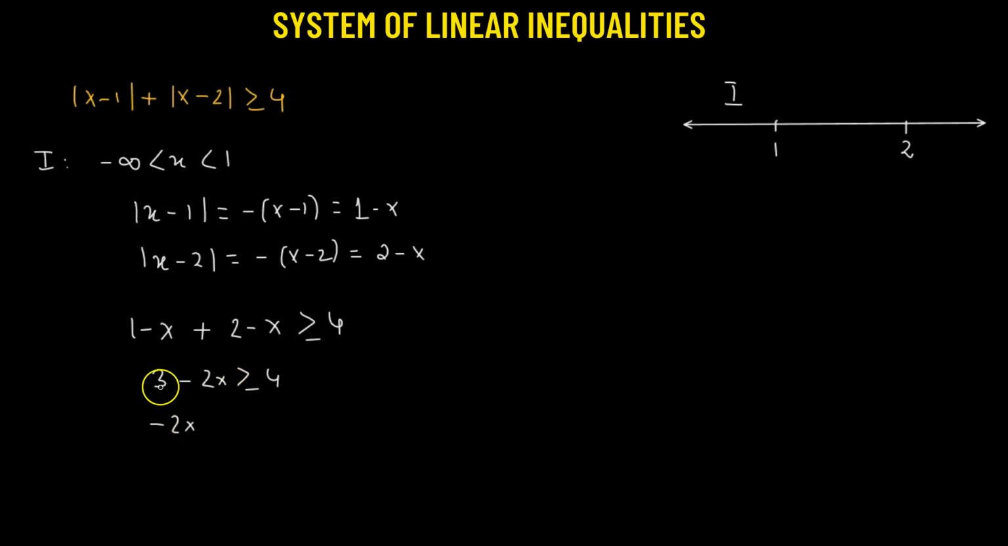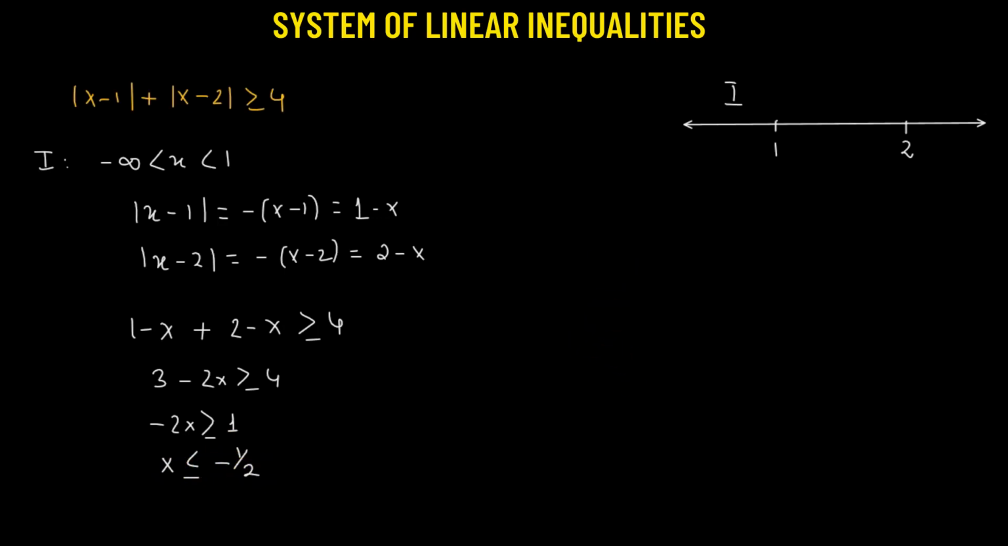We have negative 2x, and transposing 3 to the right hand side gives us 4 minus 3, which is 1. Now we'll divide both sides by negative 2 because we want to make the coefficient of x positive 1. But since negative 2 is a negative number, the sign of the inequality flips, and this gives us x less than or equal to negative half.